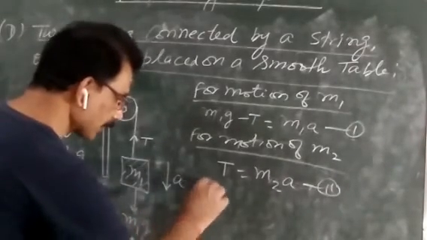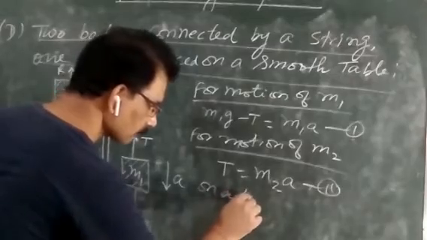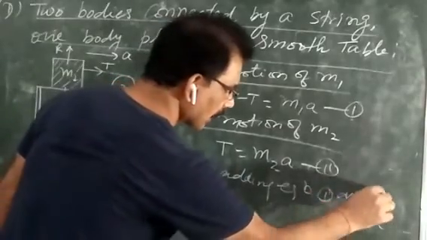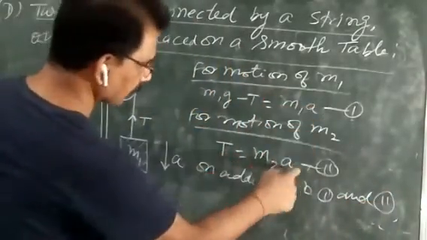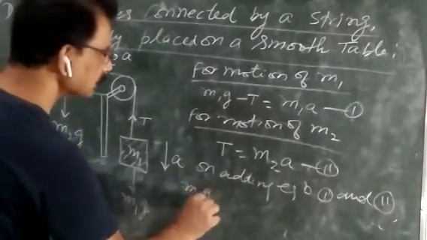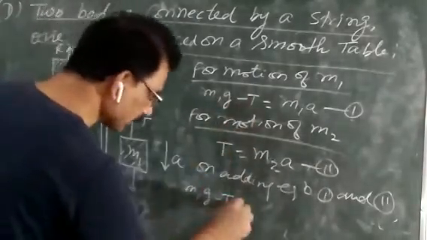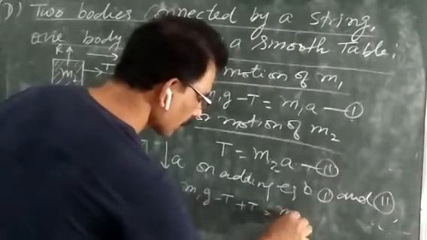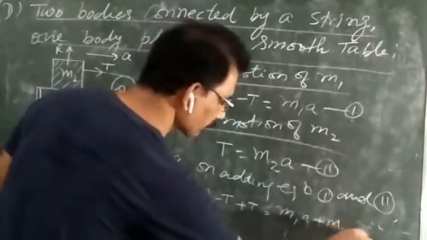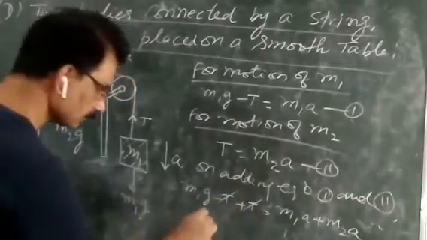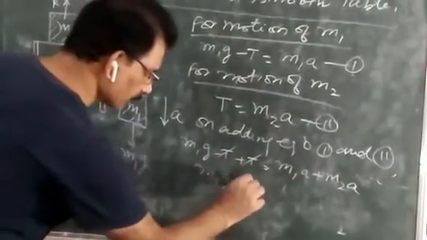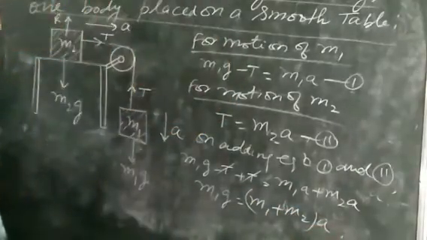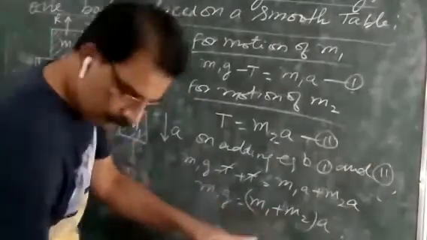So adding equation 1 and 2, इन दोनों इक्वेशनों को ऐड कर दीजिए. What will you get here? m1g minus T plus T, दोनों के लेफ्ट हैंड साइड को एक साथ जोड़ दीजिए, is equal to right hand side को एक साथ जोड़िए, m1a plus m2a. Here plus T is cancelled by minus T. You can write here m1g is equal to m1 plus m2 into a.